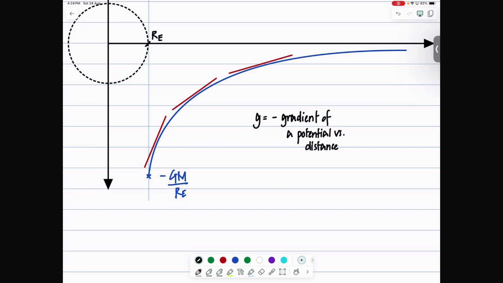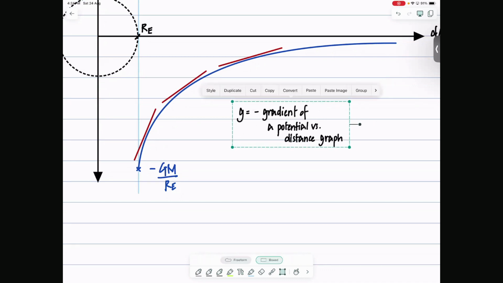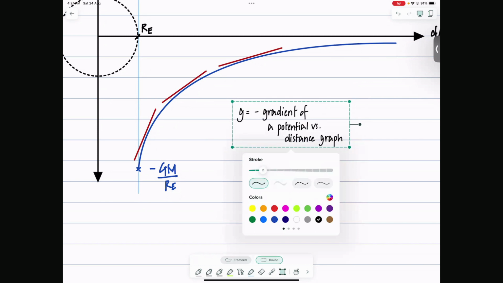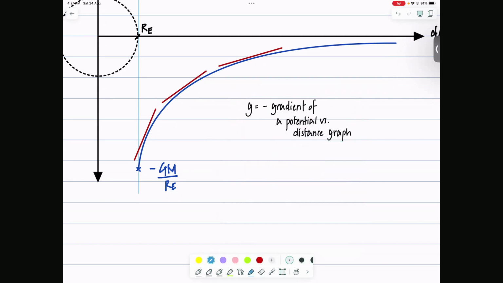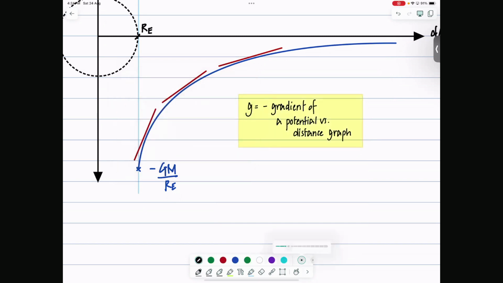Right? Because as you go very close to the center of the Earth or a massive object. There'll be multiple places where we see this, and we saw it once in the charges chapter. So G is a negative gradient of the potential versus distance graph. Let's see what that even means. If I take the negative gradient here, let's do a bit of math. What should that be? Gradient is equal to minus d phi by d d. Do you agree? Gradient is change in phi by change in d.